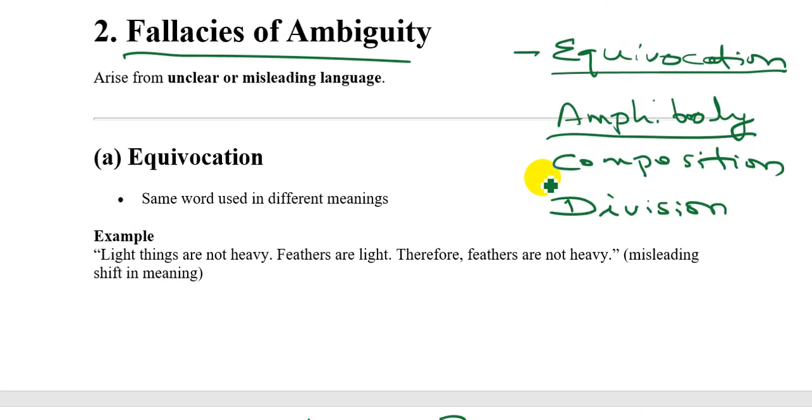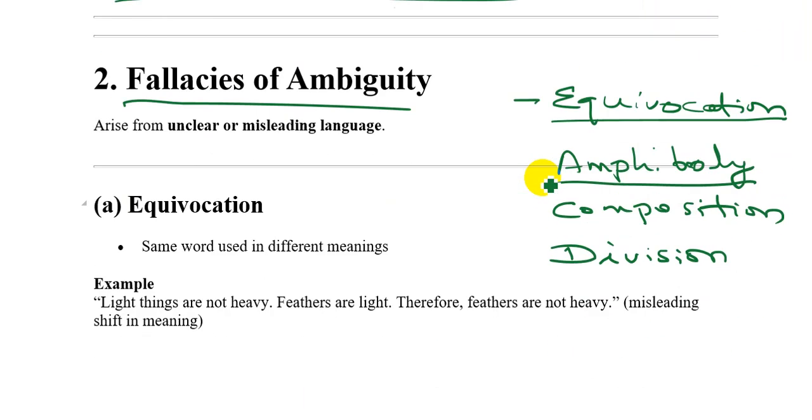So we have four fallacies: C, D, E and A. We can remember it that way, C, D, E and A, or this order is also okay. Equivocation, amphiboly, composition and division, these are all fallacies of ambiguity. This is also an important topic. It comes in the exam definitely. It will come somewhere or the other.